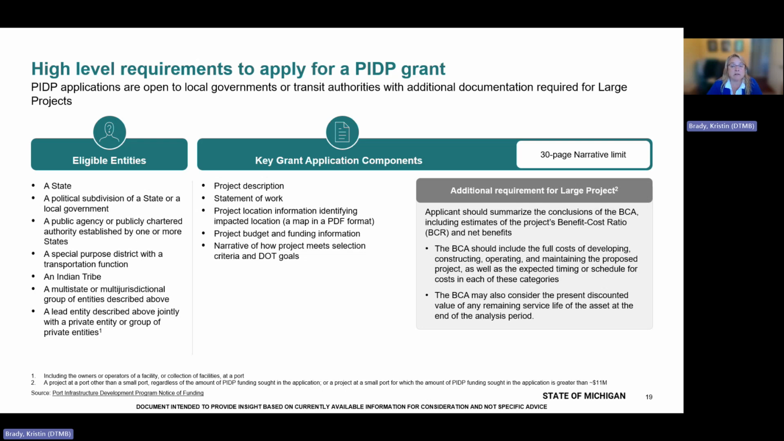There is a 30-page narrative limit, so having technical assistance, even though that seems like a lot, is not a lot when you have to put all this stuff in there. So having technical assistance help to determine the most important information and to organize and make it an efficient application can really help. Large projects will require a benefit cost analysis, and you can apply for assistance with a benefit cost analysis as well within the technical assistance application.